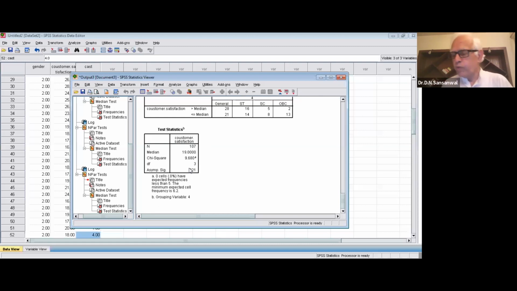Okay, so now you can see here I have the general, then I have the ST, then I have the SC, then I have the OBC. And here it is 28, 21, it is 16 and 14, it is 5 and 8, and it is 2 and 13. And your chi-square value is 9.68, which is significant at 0.01 level. No, 0.05 level.